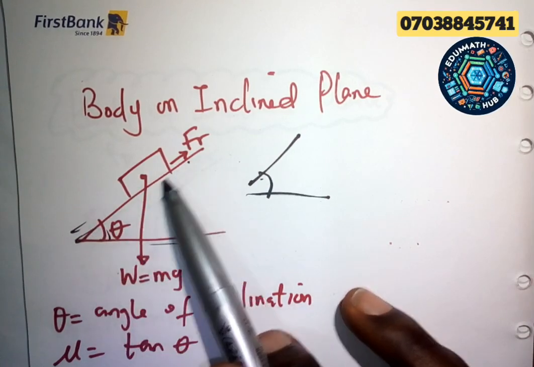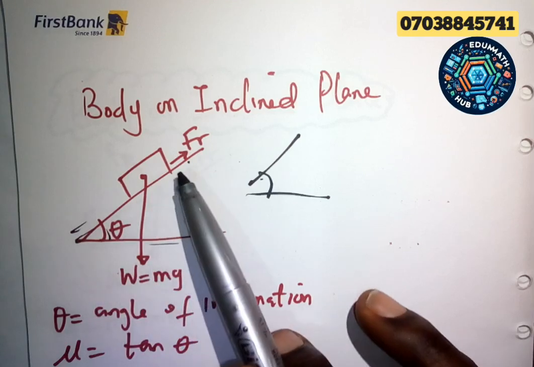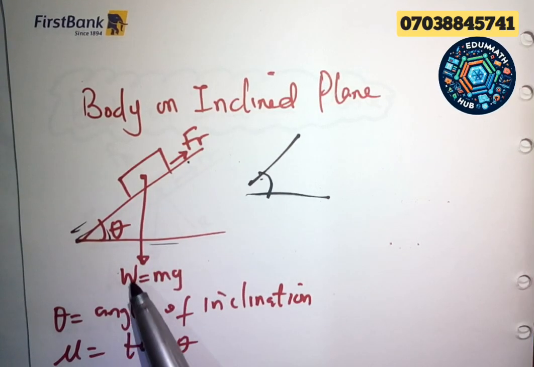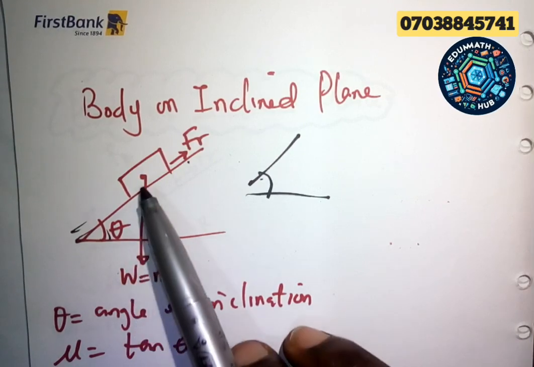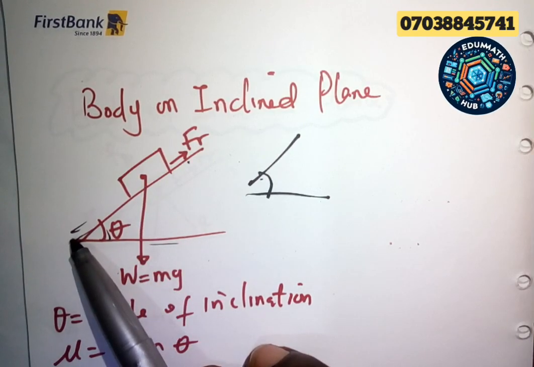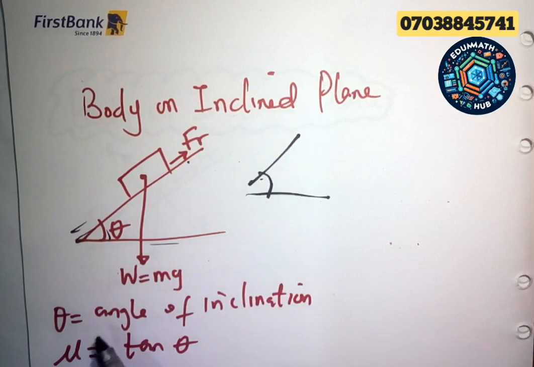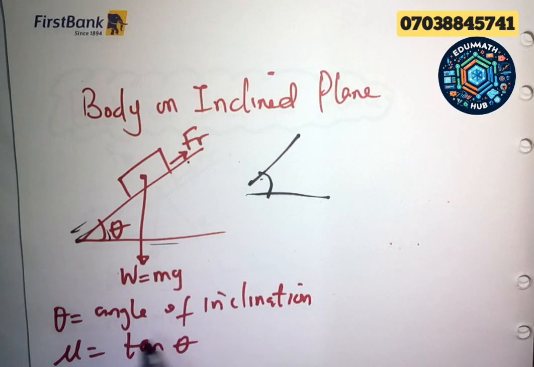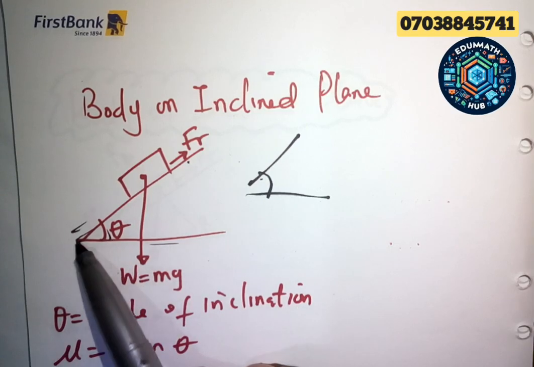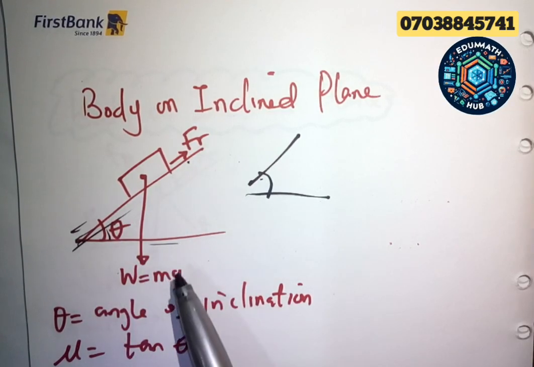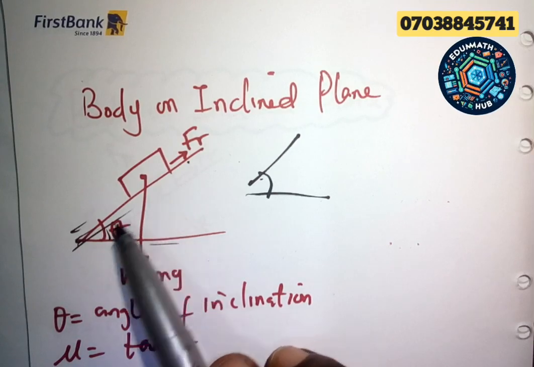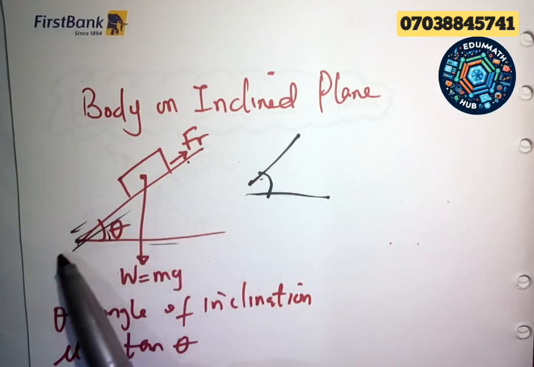What is pushing it down is the component of the weight along the inclined plane. W equals mg, that's the weight down here. The component of the weight in this direction is given by mg sine theta. I will show you in the next video. Now, the angle of inclination is given by tan theta. So once you have a diagram like this and you're told to find mu, the coefficient of friction, the value is tan theta. Tan theta is the coefficient of friction when you place a body on an inclined plane.